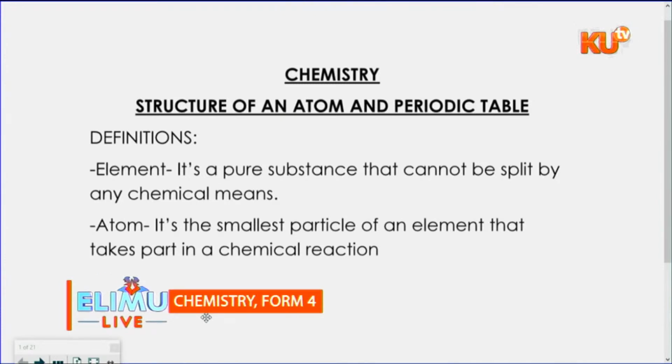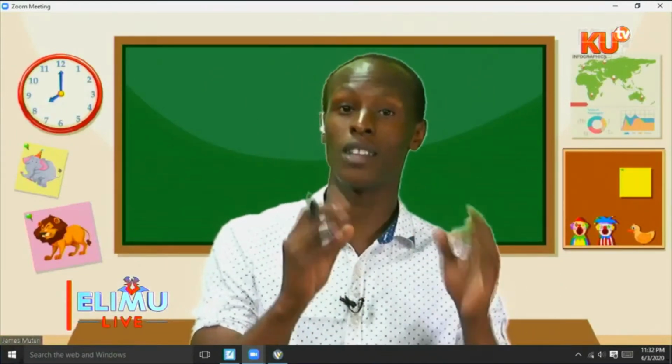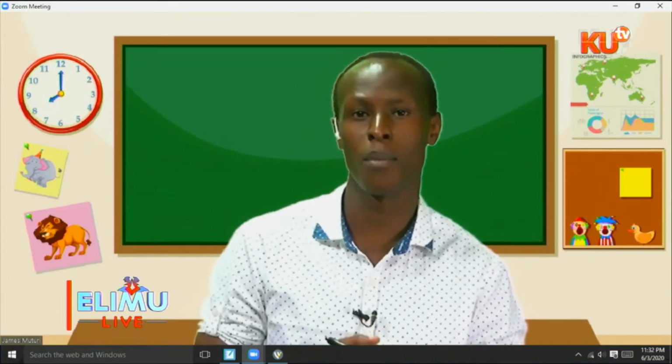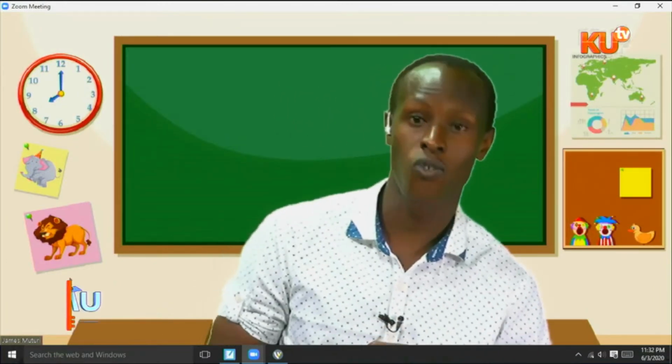The other definition is an atom. An atom is the smallest particle of an element that takes part in a chemical reaction. So from those two definitions, we can see that an element is a pure substance. Then this element has small particles, which we refer to as atoms. And thus it touches on the topic, the structure of an atom.